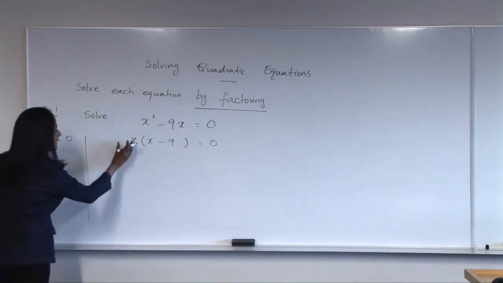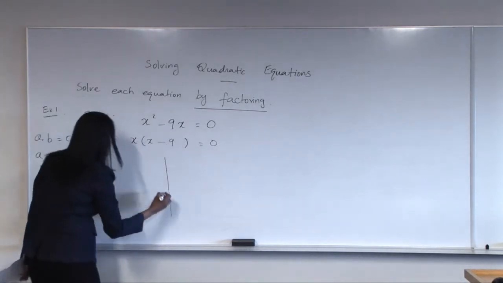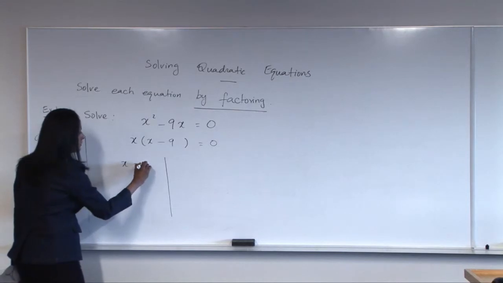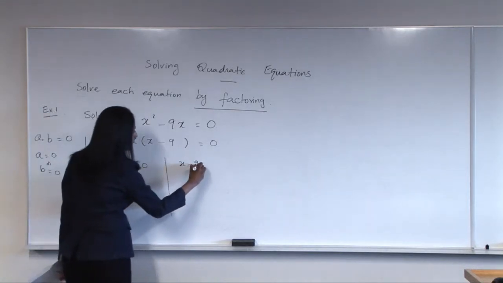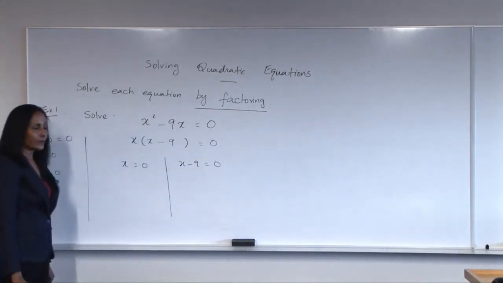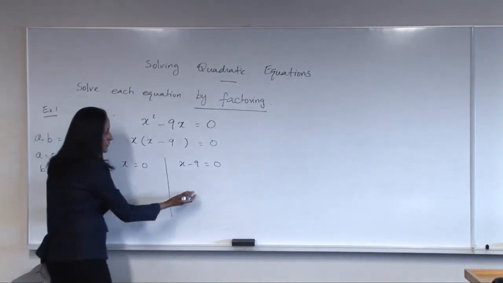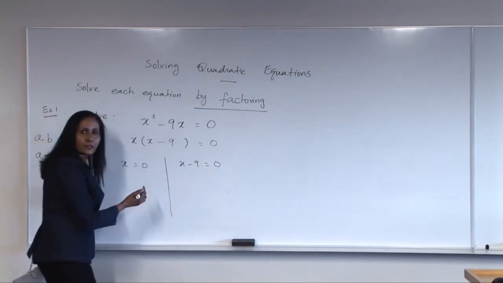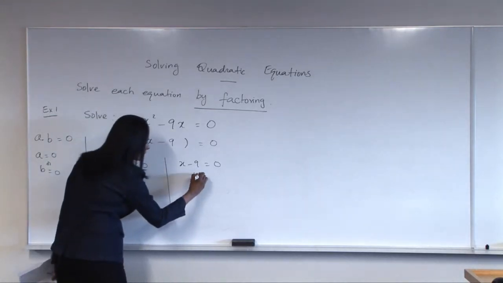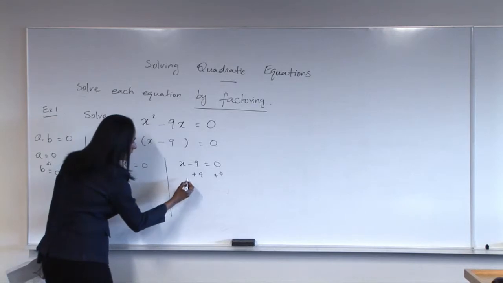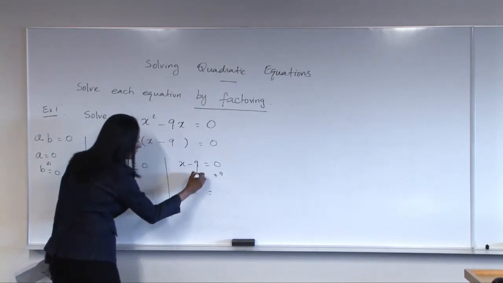So the same way here, x times this is equal to 0, x has to be 0 or x minus 9 has to be 0. Here we have already x is 0. Here we have to solve for x. Here x minus 9 is 0. This is a linear equation now. Add 9 both sides. You get x is equal to 9. This cancels out.